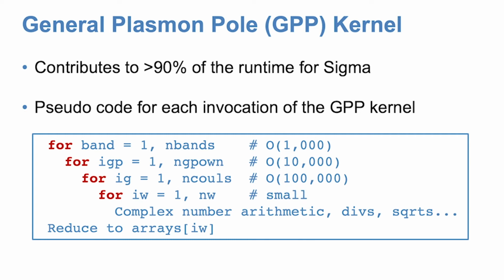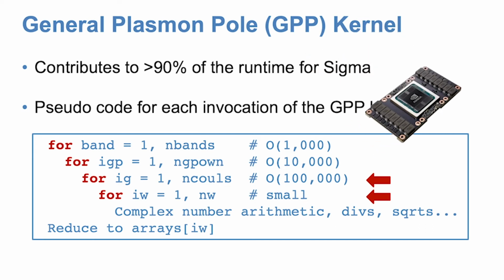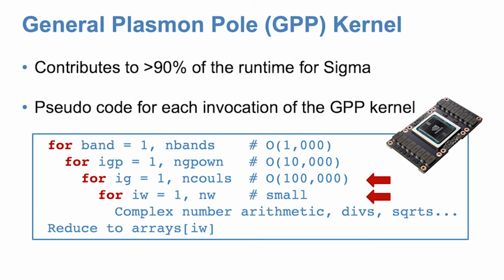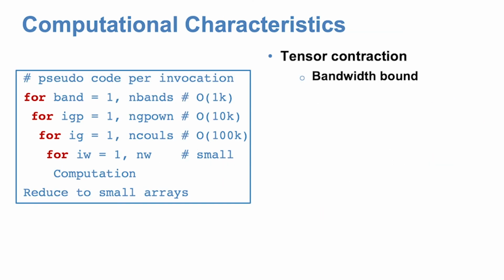These loops vary in length from a few iterations to hundreds of thousands of iterations. But overall, they provide an abundance of parallelism, perfect for GPU computing. This kernel performs a tensor contraction-like operation, which means that we could be bandwidth bound, because we're sifting through a lot of data, but only perform low-rank reductions on them.